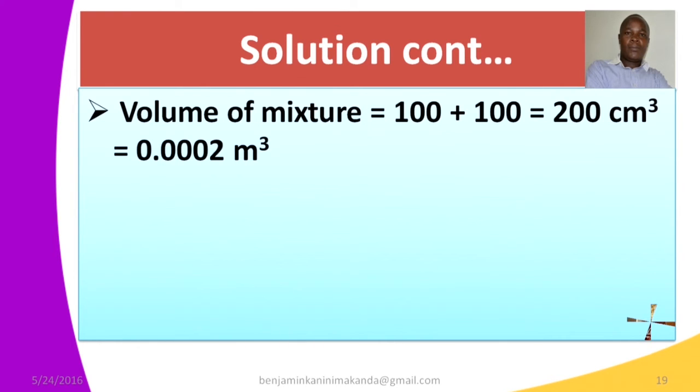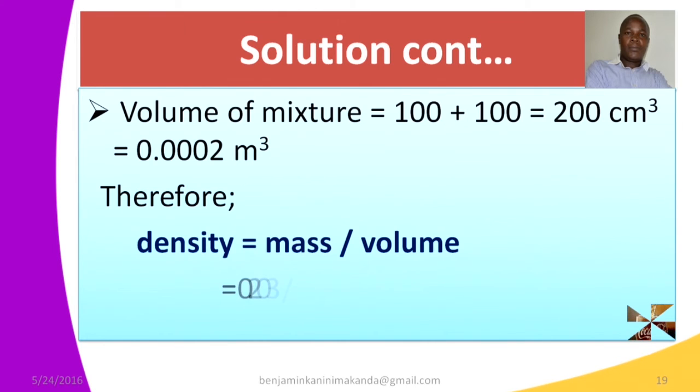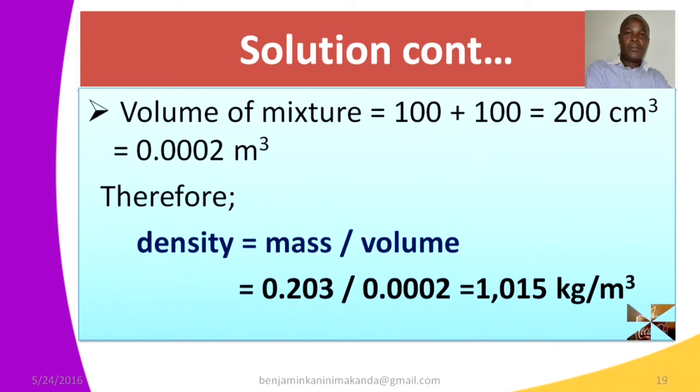So we have this. Now, therefore, the density of the mixture is going to be given by mass divided by volume. Density is equal to mass over volume. So our mass is 0.203 divided by our volume, which is 0.0002, and this gives us the density of 1015 kilograms per meters cubed. This one becomes the density of the mixture. As simple as that.